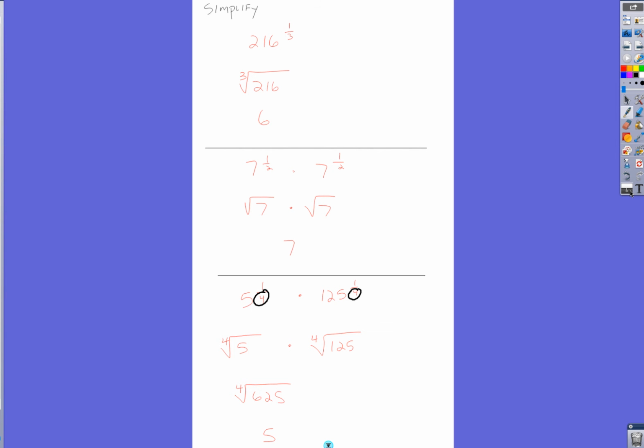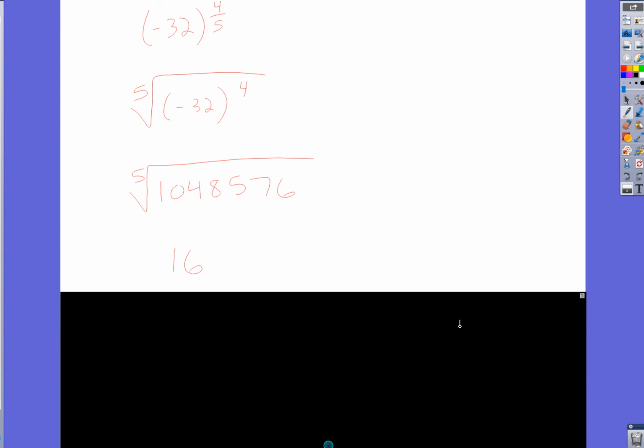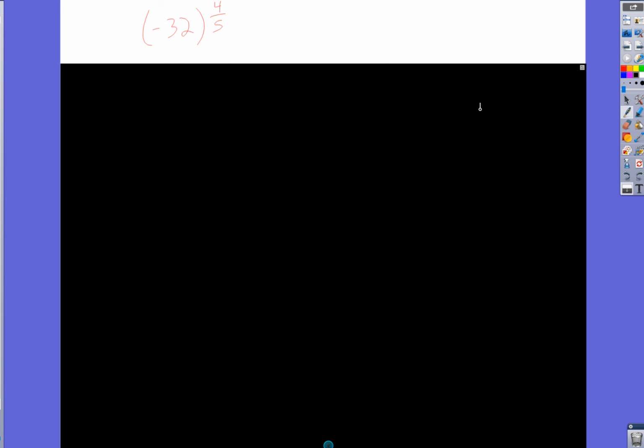All right, one more then before we go. The base here is negative 32. I want to take it to the 4/5 power. Because the base is a constant, it's not a variable, yes, you could get your calculator to do this for you now, but the whole purpose of today is to try to avoid the calculator until at least the very end.